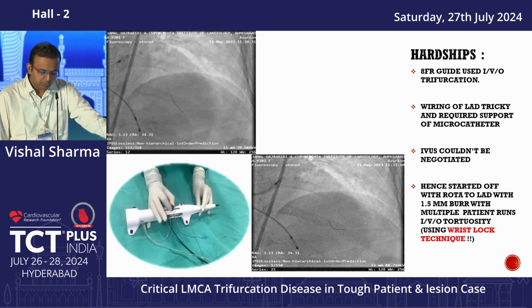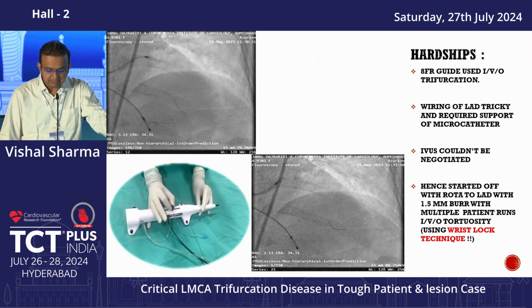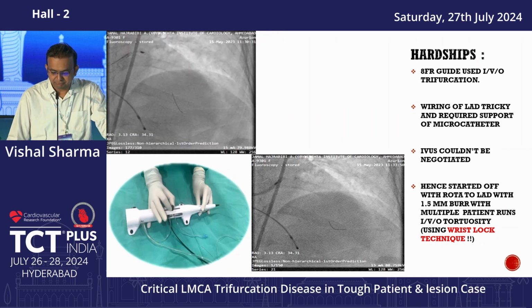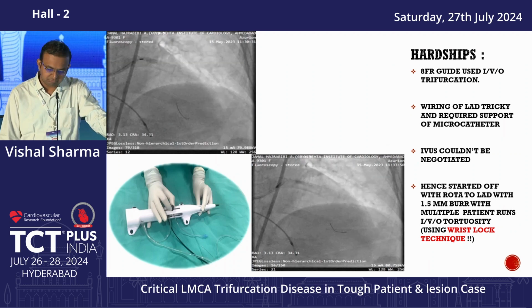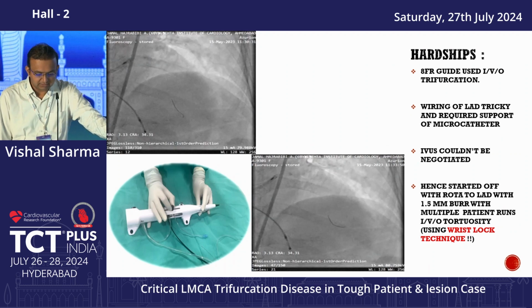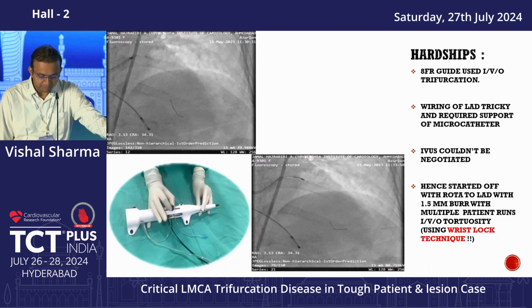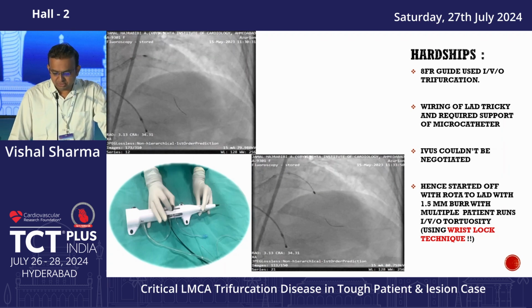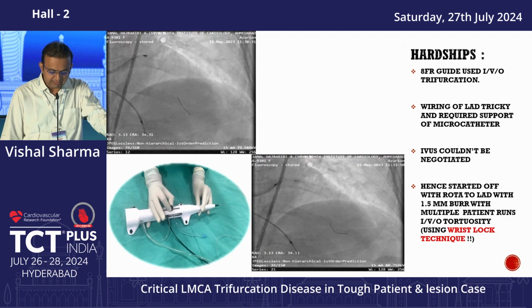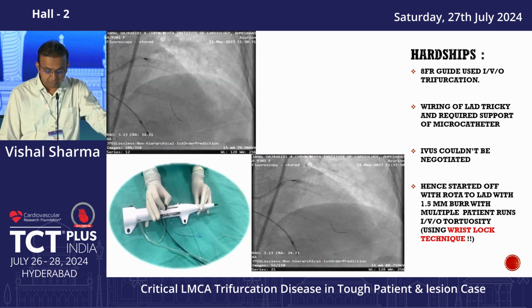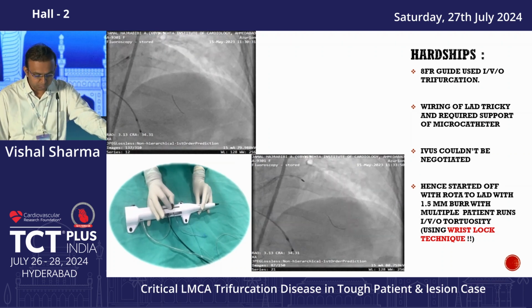As we knew that we had 3 vessels up front, we decided to go ahead with the 8 French guide. The wiring of the LAD was tricky. The origin was a little angulated. We required the support of a microcatheter and a hydrophilic wire. We then decided to assess the lesions, but the IVUS could not be negotiated to the angulated, calcific LAD, and we were not able to even cross the 1.5 mm semi-compliant balloon.